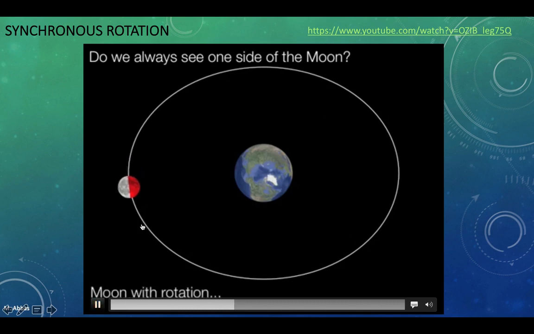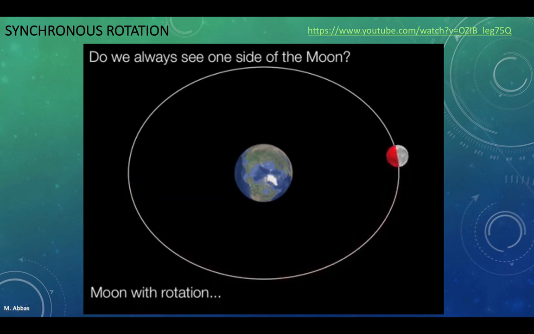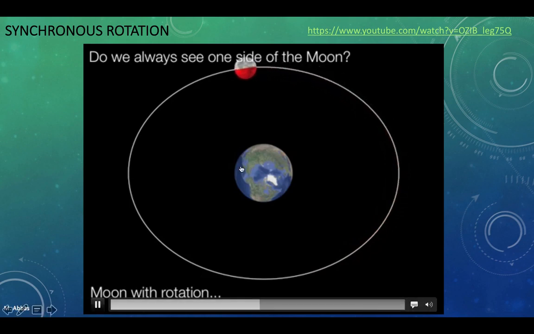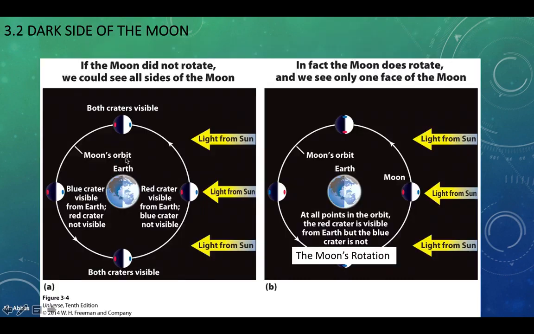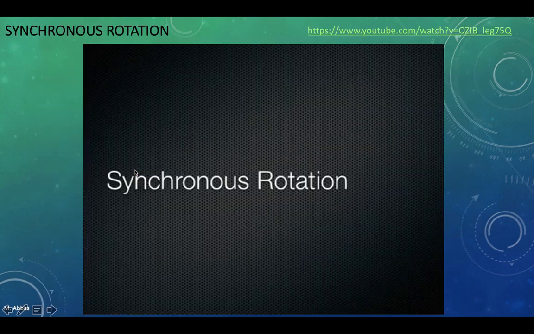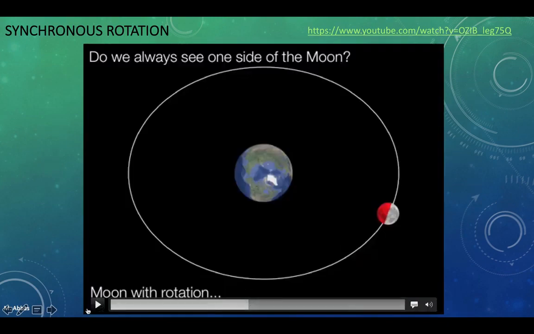Let's see a different scenario. Now this is the moon with rotation, but it is just moving slower. The rotation is slower. So far, it seems that only the red part of the moon is directed towards the Earth. I'm sorry again.